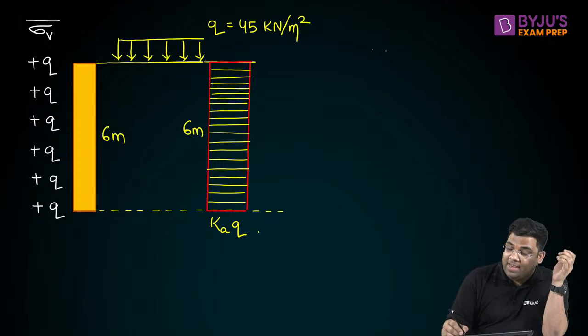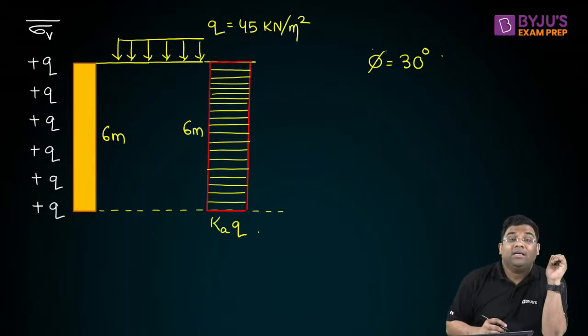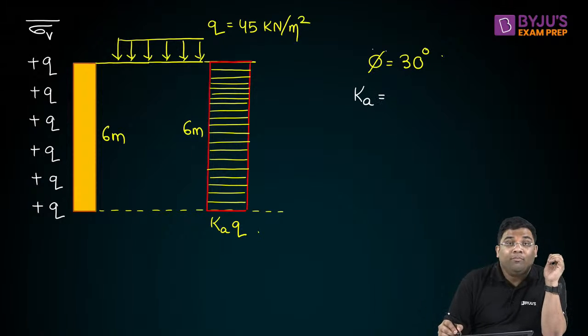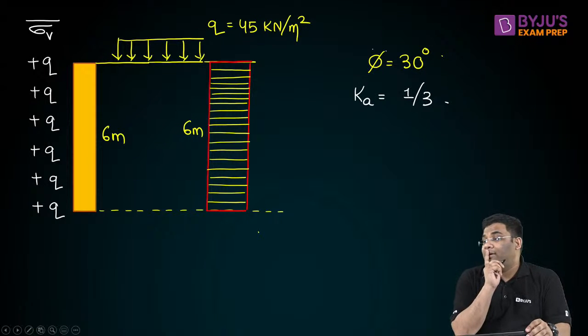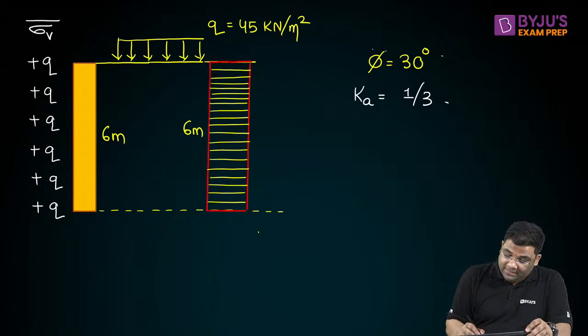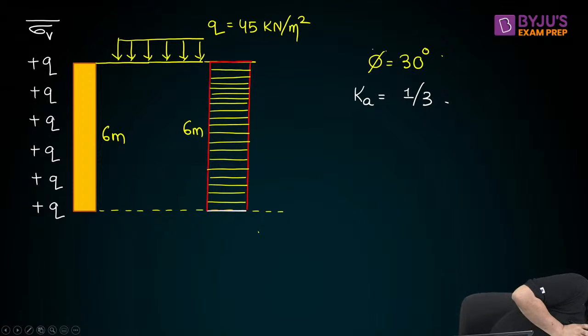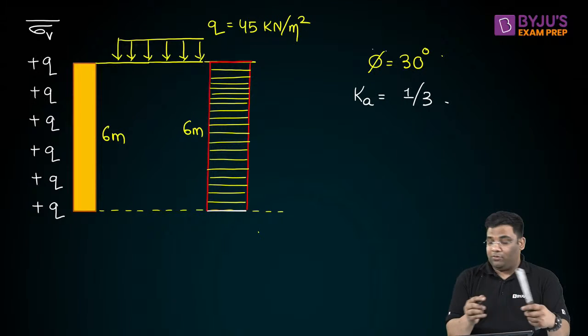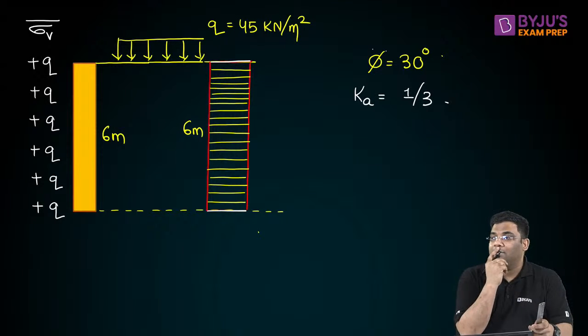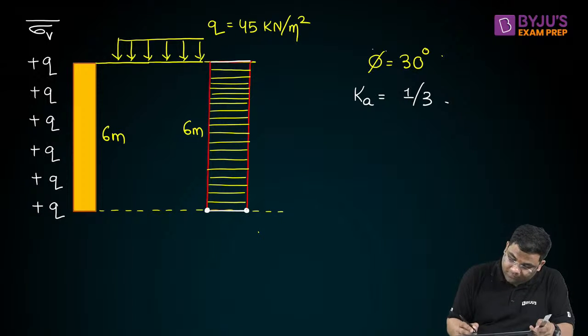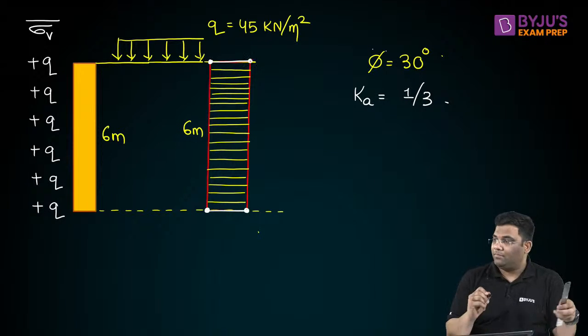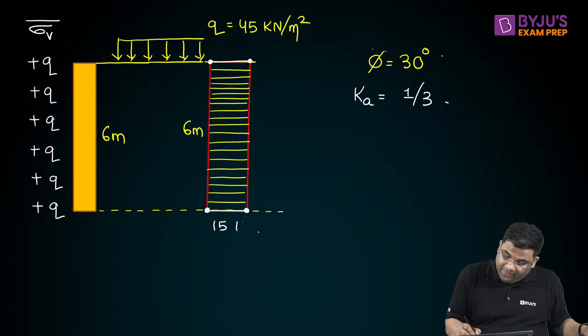So, suppose I am telling the surcharge is 45 kilonewton per meter square, and your phi is 30 degree. Then your Ka will be equal to 1 by 3. We have seen that. So here, what will be this value? Tell me. This distribution value will be how much? 15. Very good. 15 kilonewton per meter square.